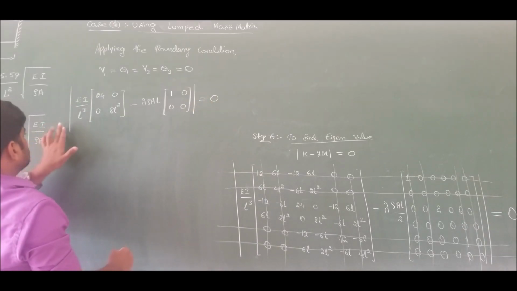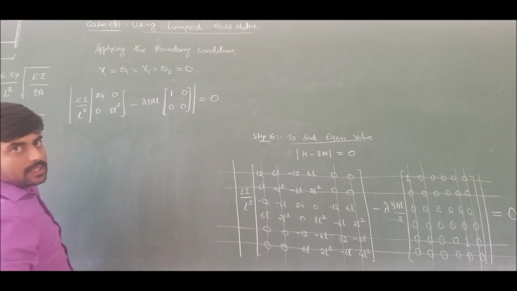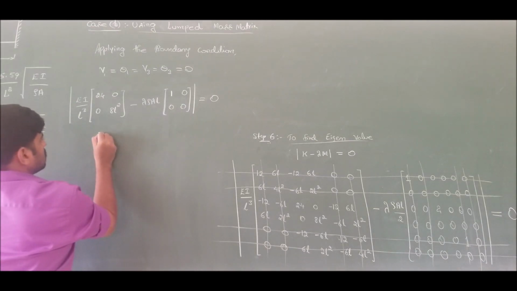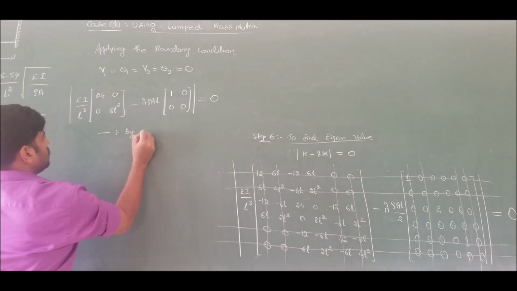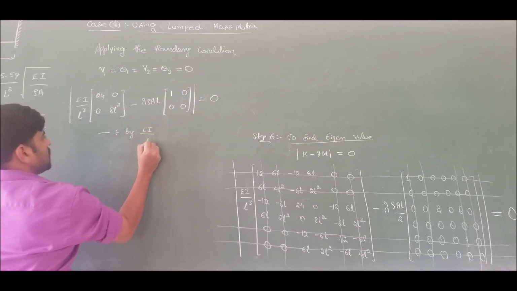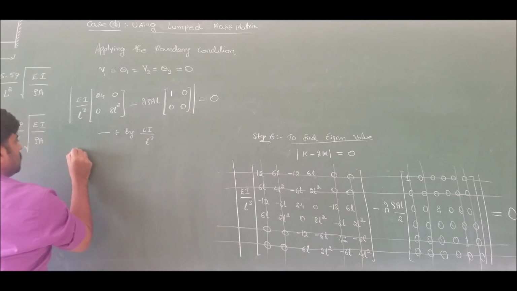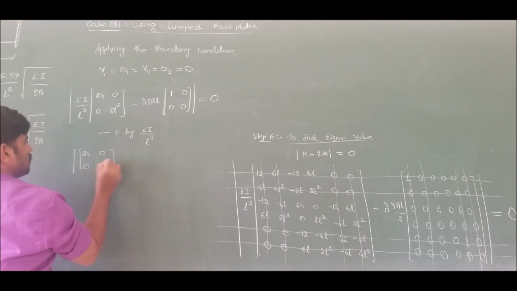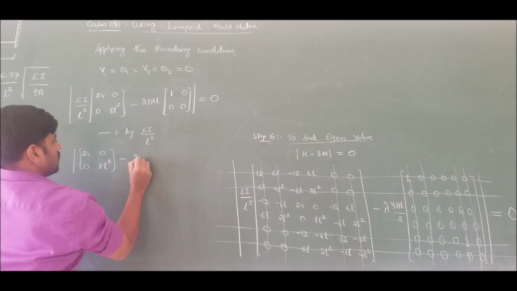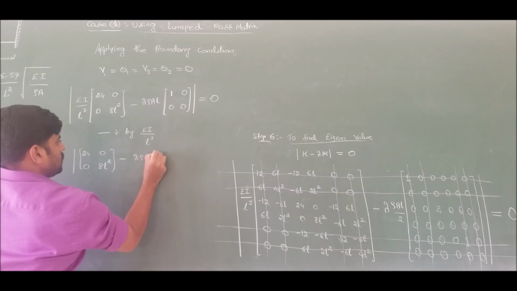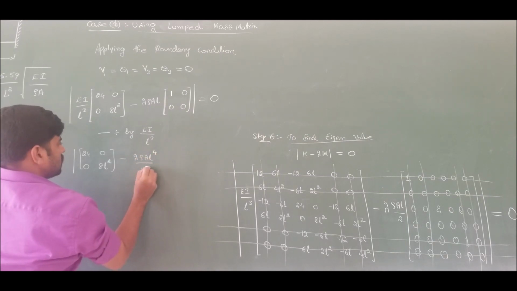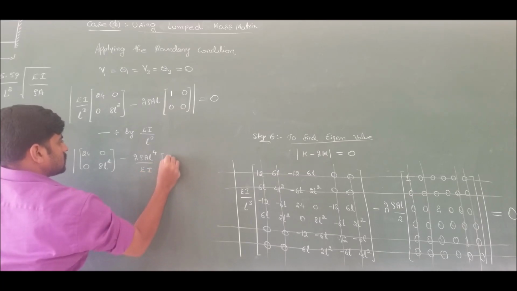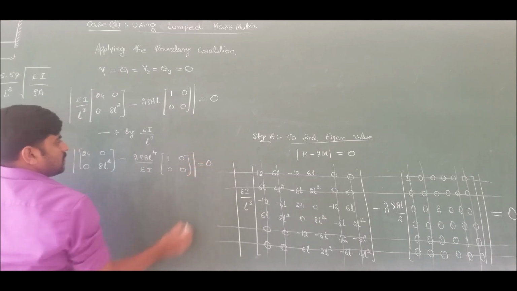Now let us divide throughout by EI by L cube. If I do that, throughout divide by EI by L cube, I will get the determinant of [24 0; 0 8L²] minus lambda rho A L to the power of 4 divided by EI times [1 0; 0 0]. This determinant must be equal to 0.